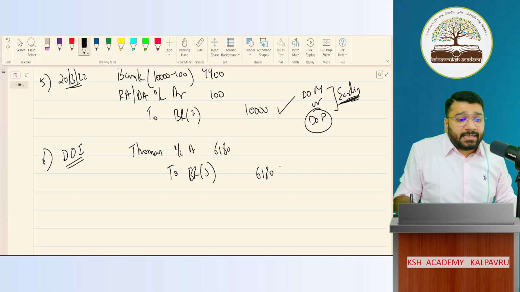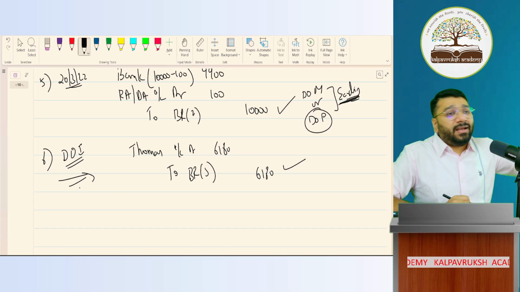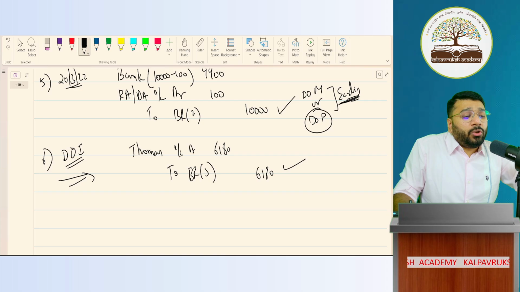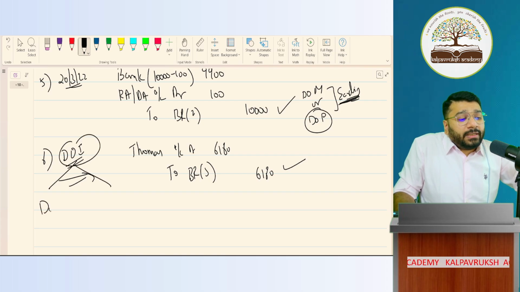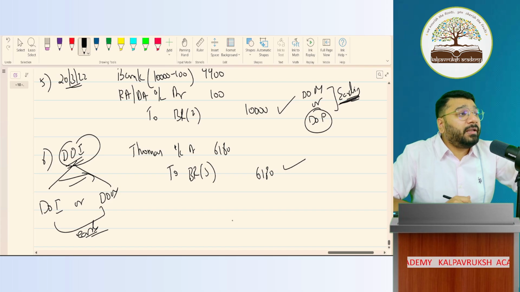What Prasad is asking is that, sir, in the entry, can we not put the next entry directly? Is that your question? No. Now here, the bill should be closed when? On the date of insolvency or on the date of maturity, whichever is earlier. The question is very clearly saying that before the due date of renewed bill, Thomas became insolvent. Got it? Not got it?